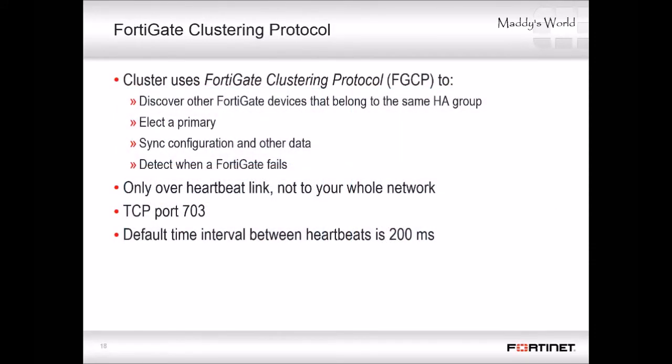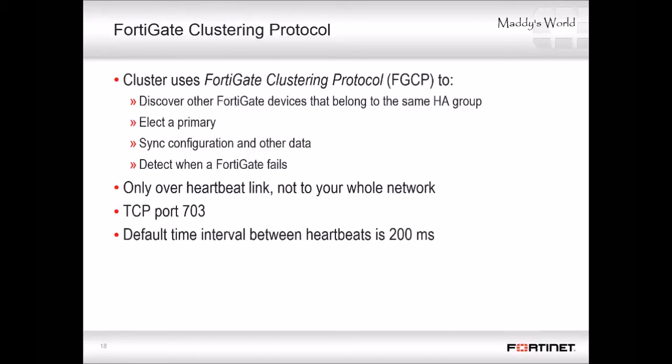So how do the primary and secondary FortiGates communicate? FortiGate HA uses FGCP, the FortiGate Clustering Protocol, for HA-related communications. FGCP travels between clustered FortiGates over the link that you have designated as the heartbeat.